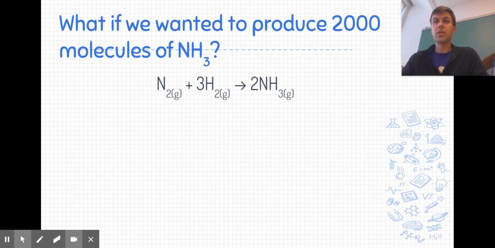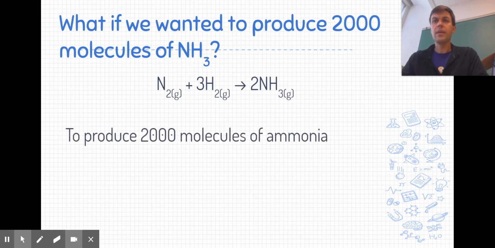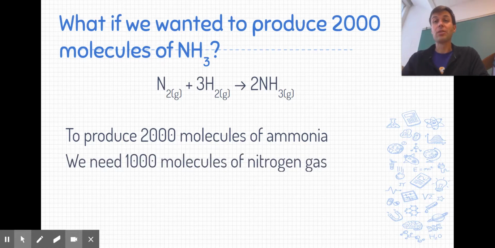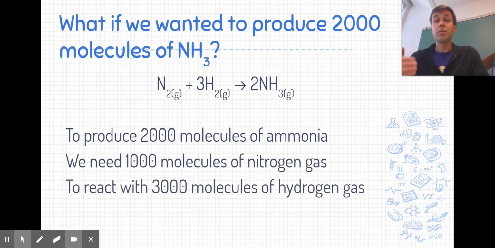Well, here's our balanced chemical equation. If we want to produce 2,000 molecules of ammonia, the balanced chemical equation tells us that we will need half that number of particles of nitrogen. So specifically, we will need 1,000 molecules of nitrogen gas. If we need 1,000 molecules of nitrogen gas, the balanced chemical equation tells us that we'll need 3 times the amount of hydrogen gas. So that will need to react with 3,000 molecules of hydrogen gas.